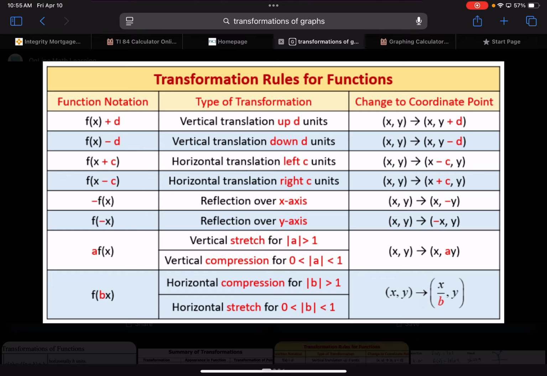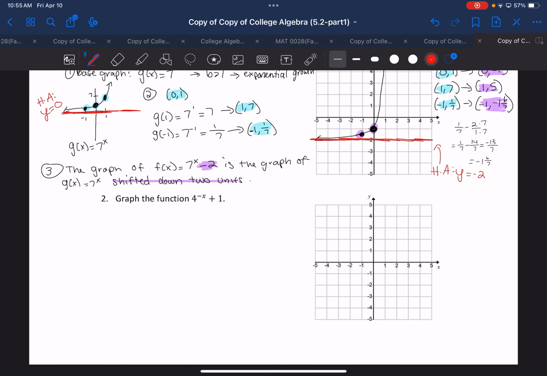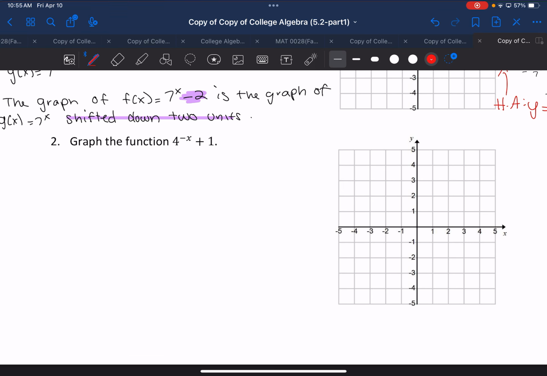So this would be really useful for you to have for the final. Good? Any questions about that? Okay. So let's do this one.